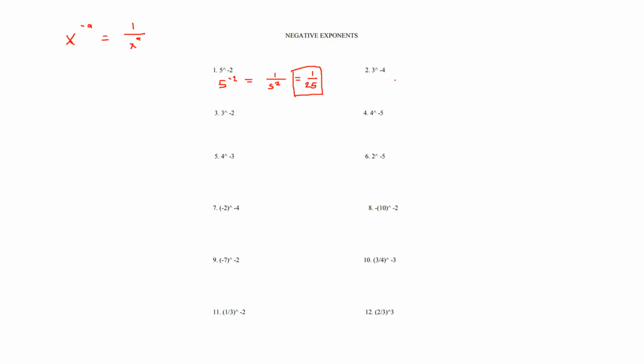Alright, so if we do number 2 here, same thing, 3 to the power of negative 4. The negative just indicates that this is all just going to be on the denominator. So this is also 1 over 3 to the power of 4. And 3 to the power of 4 is 81. 3 times 3 times 3 times 3, which is just 9 times 9, or 81. So this is just 1 over 81.